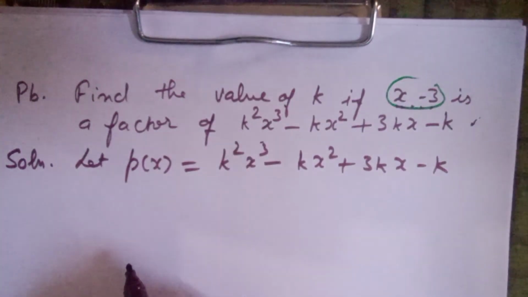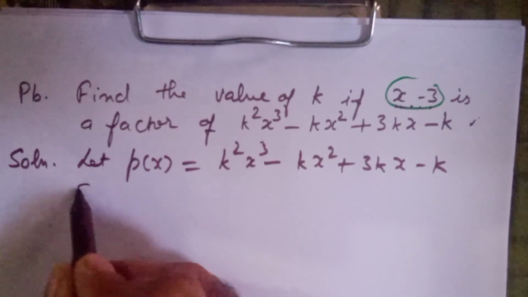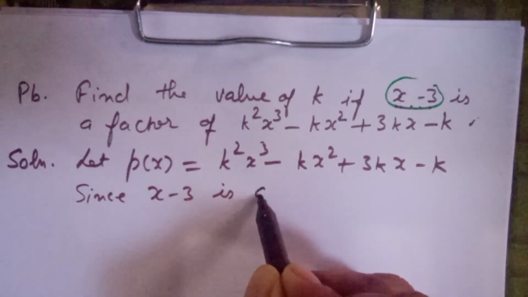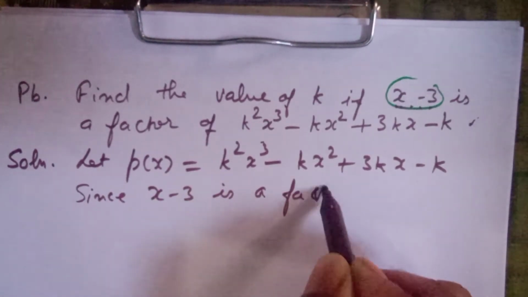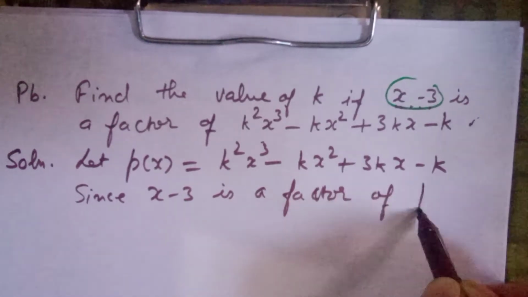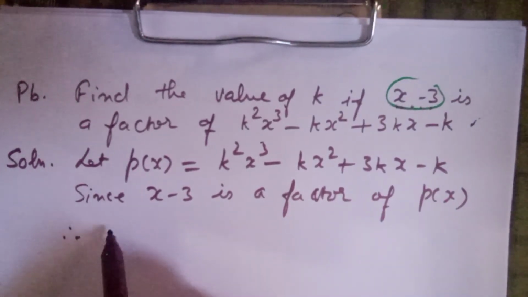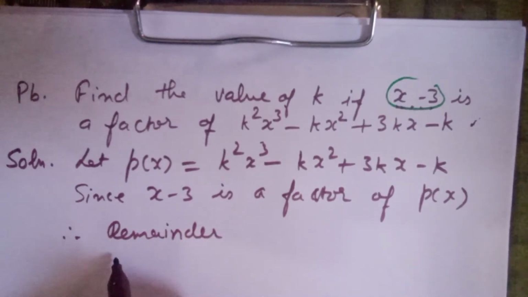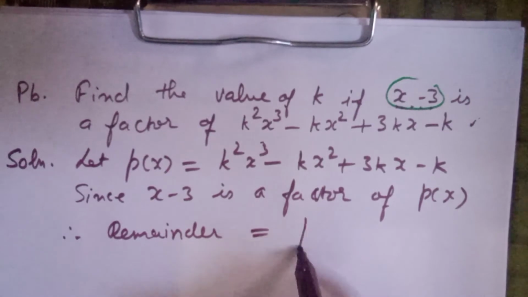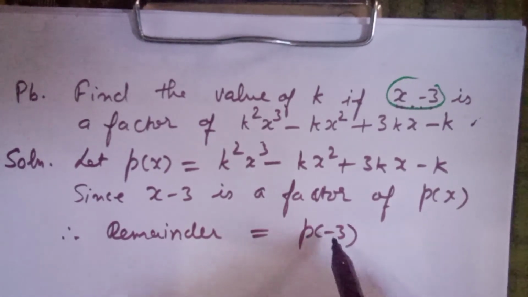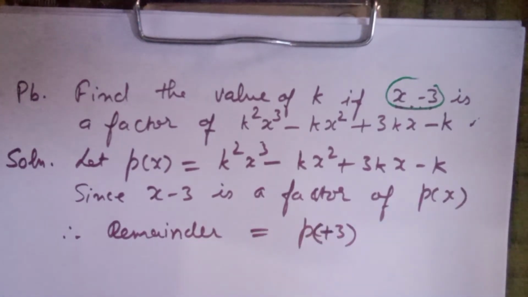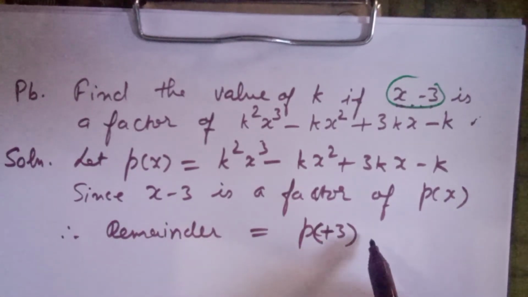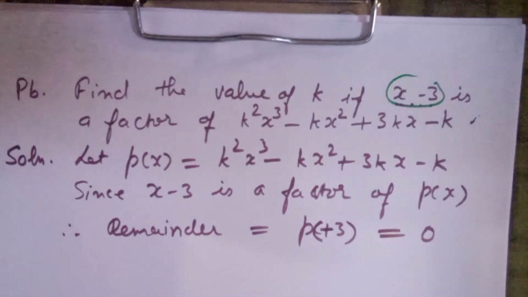Now, since x minus 3 is a factor of px, therefore remainder is 0. What is the remainder? Remainder is p of 3. Sorry, not minus 3, it is plus 3, because here it is minus, so here it will be plus. Remainder is 0.